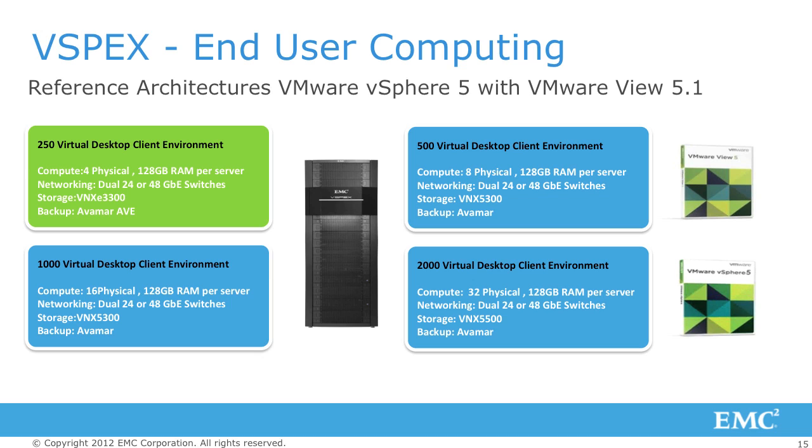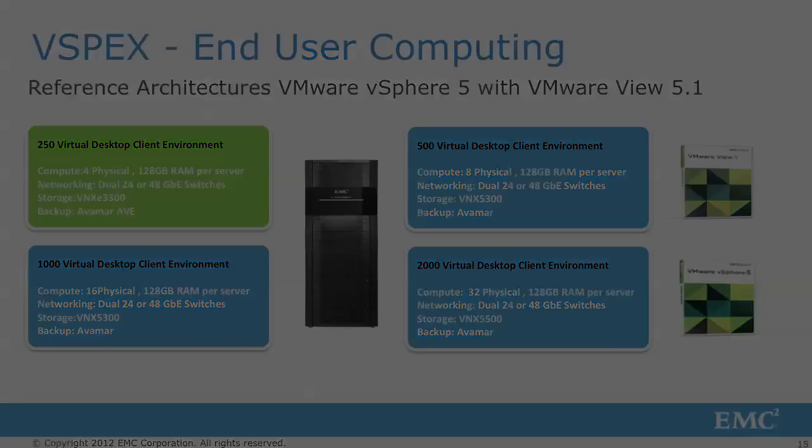EMC Avamar is certainly a portion of this particular reference architecture, and you can see here on this slide the guidelines on which type of Avamar implementation is used depending on the number of virtual desktops you have in your environment. You can see here Avamar can be implemented as easily with an AVE for up to 250 virtual desktops, or go even higher depending on the size of the storage and the virtual desktop client environment that you want to protect. Again, Avamar is included within these reference architectures and white papers, so visit the EMC.com and VMware.com websites for more information on the VSPEX reference architecture.